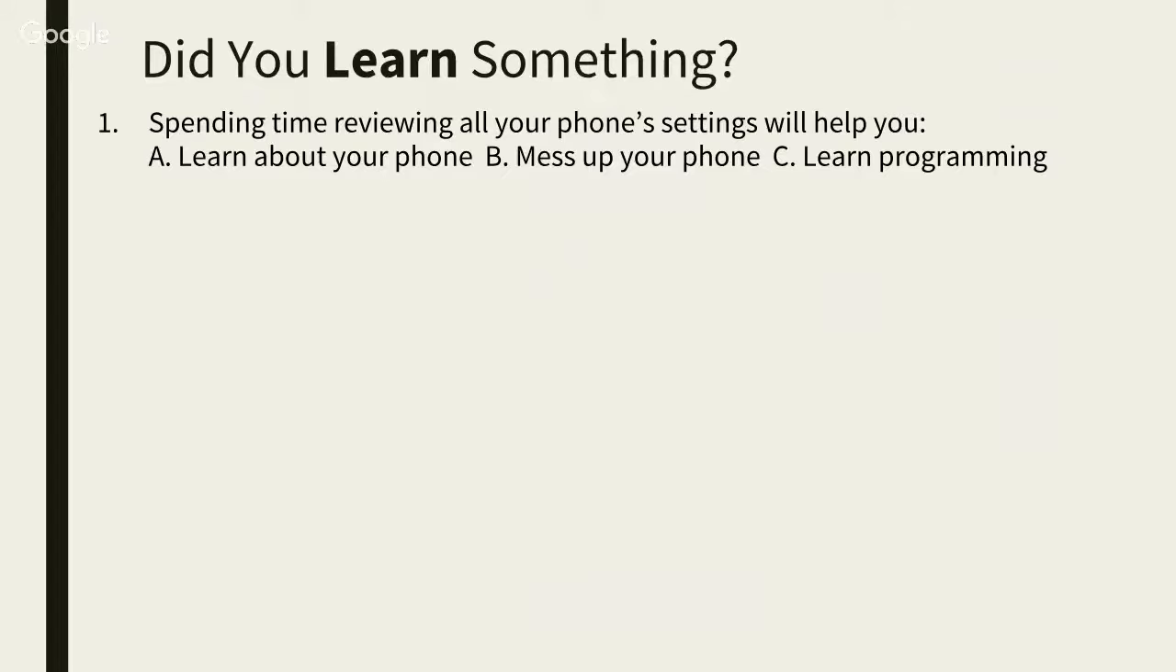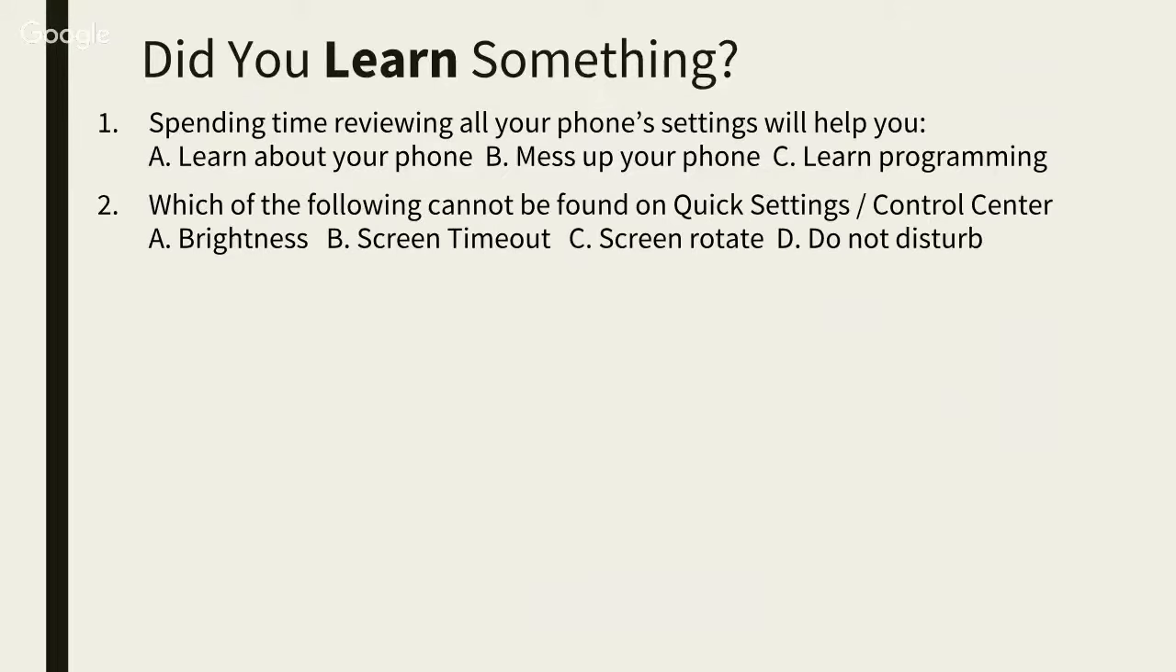Spending time reviewing all your phone settings will help you: A, learn about your phone, B, mess up your phone, C, learn programming. A, learn about your phone. And A and B. Which of the following cannot be found on Quick Settings Control Center? A, brightness, B, screen timeout, C, screen rotate, or D, do not disturb. Well, brightness, screen rotate, and do not disturb are things that can just be turned on and off. So yes, they are in Quick Settings Control Center. It's screen timeout that you need to set to a number, and that is in your main settings.